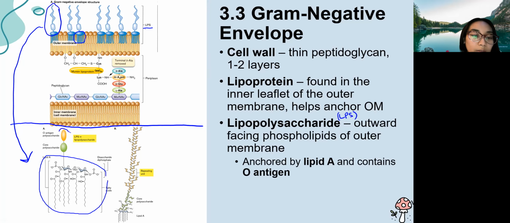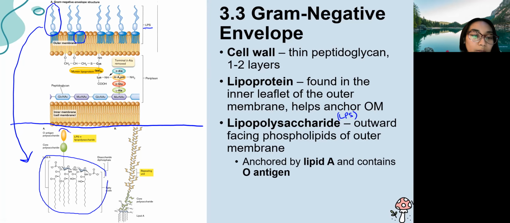Again, right now, you just need to know that these things exist. We'll talk about the function of them when we talk about how certain bacteria cause disease. Alrighty, and then the only other thing I really wanted to mention was the periplasm. So the periplasm is essentially just the space between your outer and inner membrane. So when we say the periplasmic space or the periplasm, that's what we're talking about, this space, this gap between the inner and outer membrane.